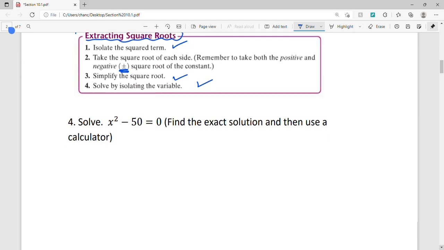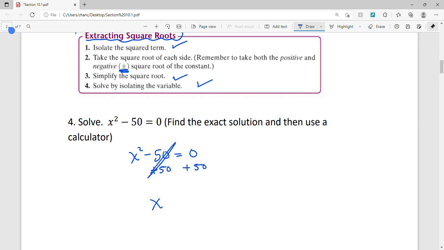So let's look at example 4. If you were to attempt to factor this, it would not work because 50 cannot be rewritten as something squared. 50 is not a perfect square, so we cannot factor this problem. So what we're going to do is isolate that x squared term. So let's add 50 to both sides.